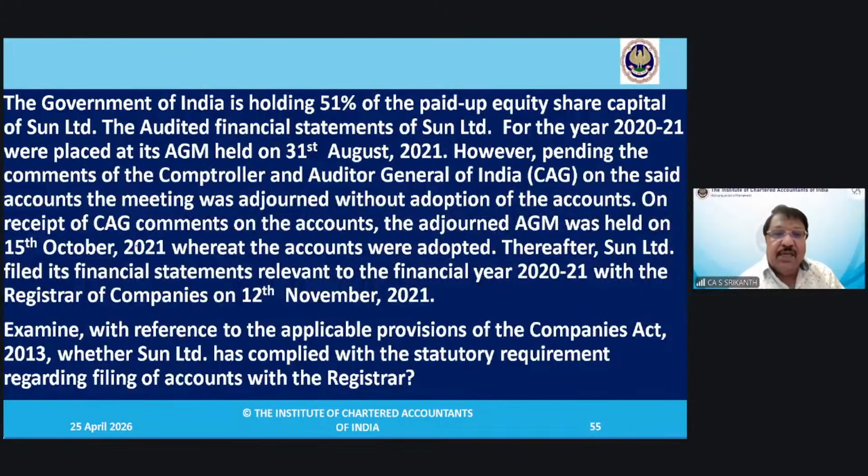On receipt of the CAG comments on the accounts, the adjourned AGM was held on 15th October 2021, wherein the accounts were adopted. So here, no problem with the auditor. Don't worry, no insult to the auditor here. This is a bureaucratic problem that they are having. Thereafter, Sun Limited filed its financial statements relevant to the financial year 2021 with the registrar on 12th November 2021. Whether Sun Limited has complied with the statutory requirement regarding filing of accounts? Your valuable comments are welcome.